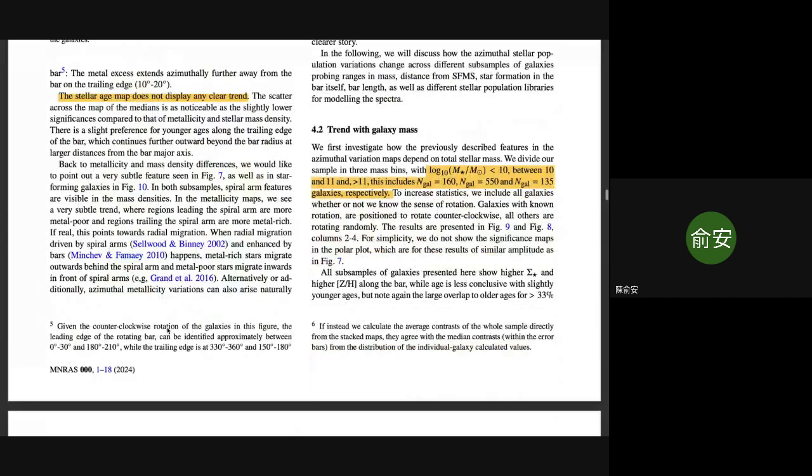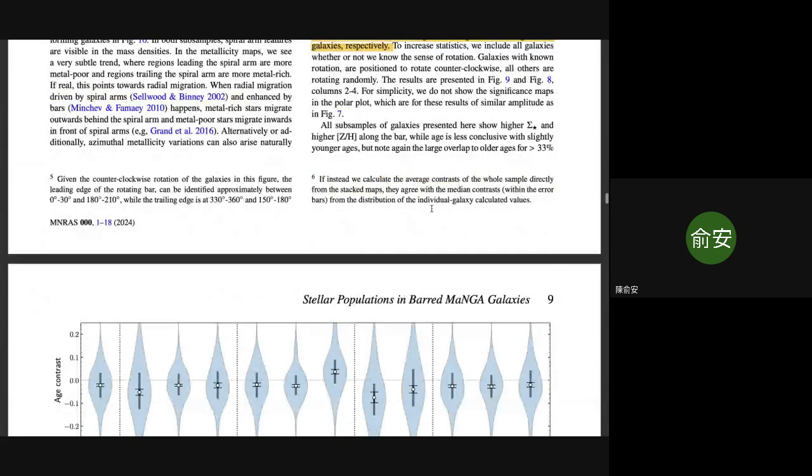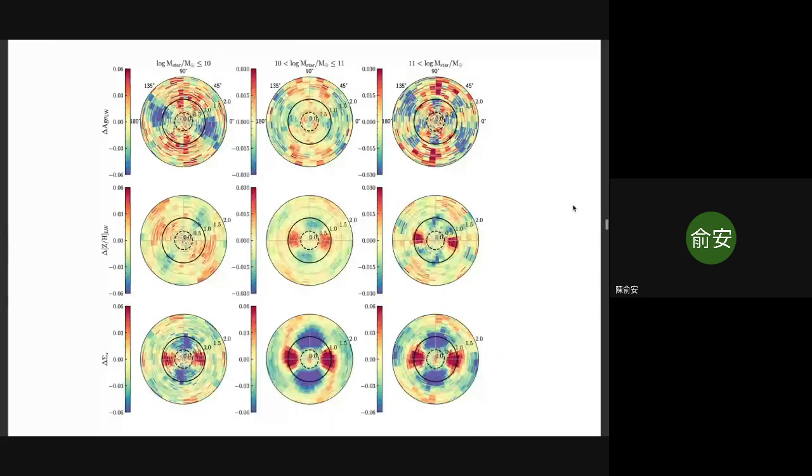And then after that, they investigate different subsets of galaxy mass. They divided them into 3 groups: solar mass below 10^10, between 10^10 and 10^11, and 10^11 and above. Okay. Here are the results of the different populations.